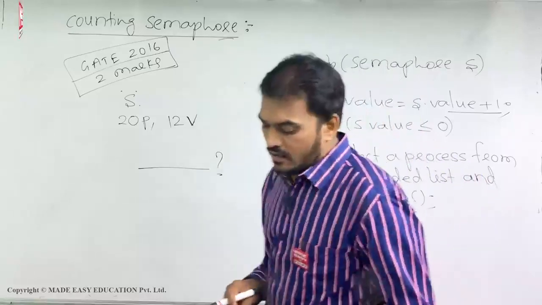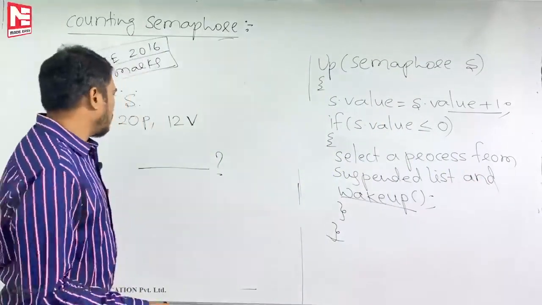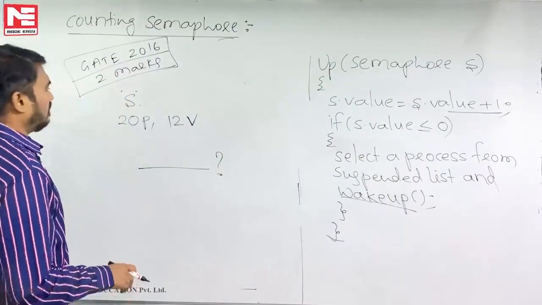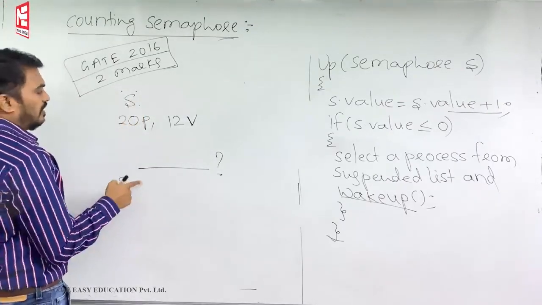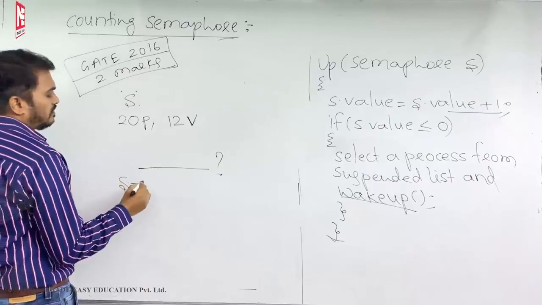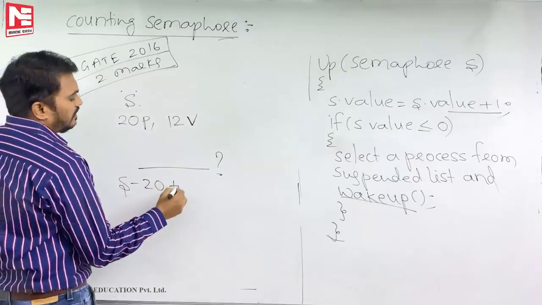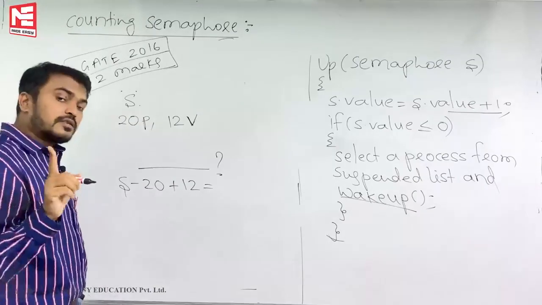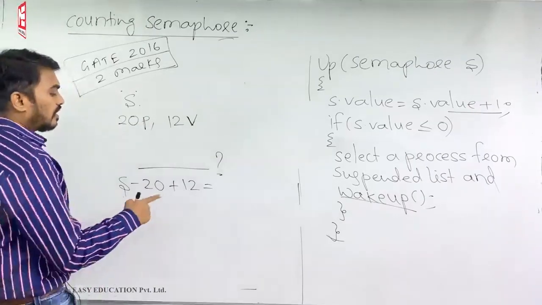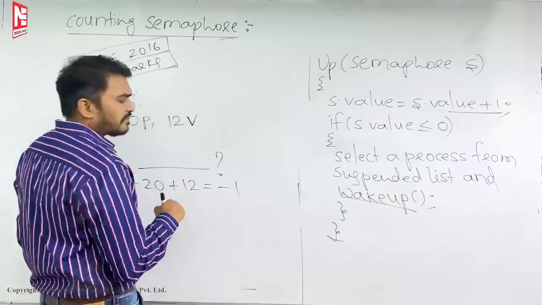Now understand here. What is the answer? The answer is 7. Look here. The initial value of semaphore S you need to find out. It is performing 20 P operations, so that means minus 20, and 12 V, so plus 12. That must be equated with what? He wants one process to remain blocked, so that should be equated with minus 1.